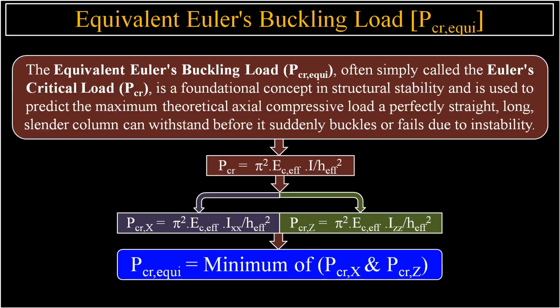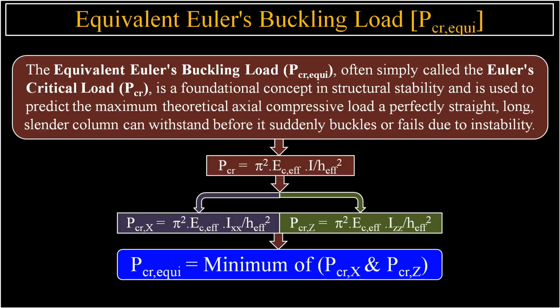The governing PCR equi and effective stiffness. Finally, the design value for the equivalent Euler's buckling load, PCR equi, is the minimum of the two calculated values, as the column will always buckle about its weakest axis first. PCR equi equals the minimum of PCRX and PCRZ.